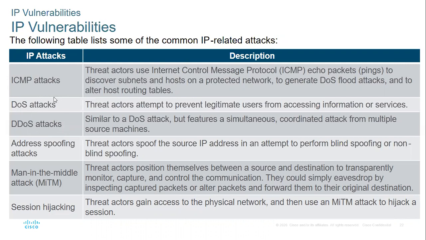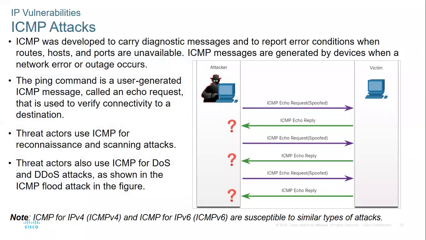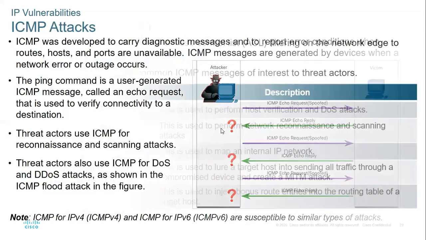Okay. And then DoS and DDoS attacks. Okay, I did explain about these. Okay. Address spoofing attacks, whereby the threat actors can falsify the source IP address. Okay. Man in the middle attack, as well as session hijacking. So here, threat actors, they need to have access to the physical network, and then they can use man in the middle attack to hijack a session, to hijack a connection. Okay. All right. So this is the ICMP attack, where the attacker is supposed to send echo requests and you'll be able to receive echo replies. Okay.